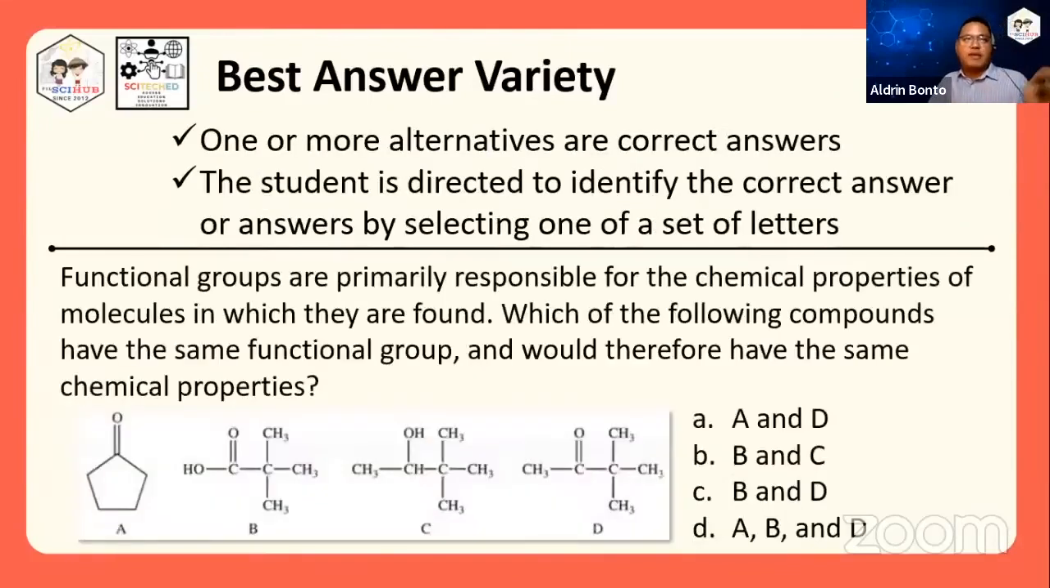Okay, and another best answer variety is like this. So you can pick. Okay, for the best answer variety, one or more alternatives are correct, and the student is directed to identify the correct answer or answers by selecting one of the set of letters. So this one is organic. So the question is, will therefore have the same chemical properties?